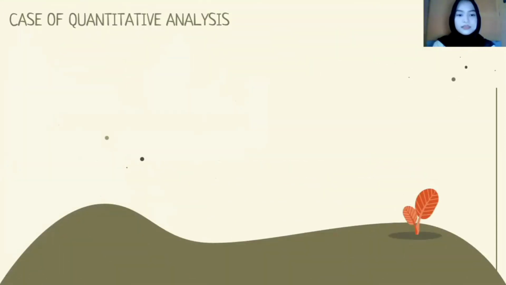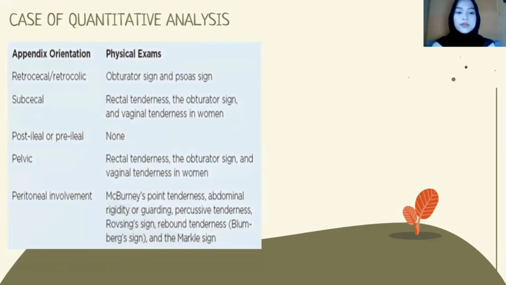Next, the second template will be for quantitative analysis. The case of quantitative analysis from physical examination. You can see that we should look critically at this point, a case of quantitative analysis about appendicitis physical examination. Here in the template is appendix orientation and physical examination.